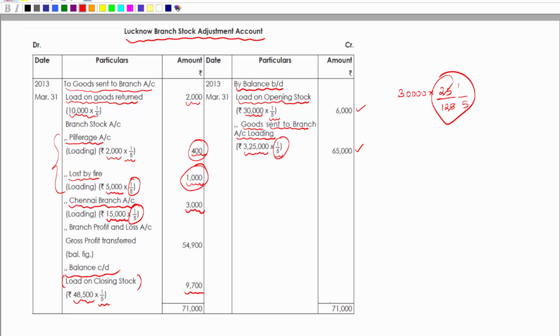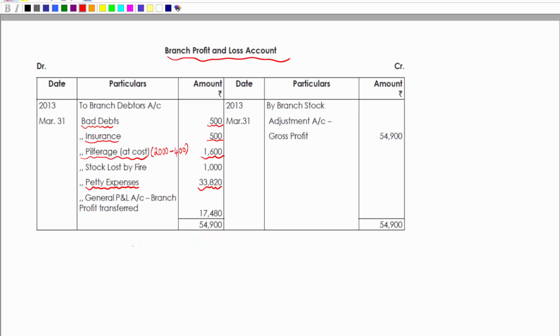Now let's do the total. On credit side, total is 71,000, so it appears to be higher. Let's write it on both sides. It means on debit side there is a balance. The balance works out to 54,900, and this is nothing but the gross profit, and that should be transferred to branch P&L account. So to branch P&L account we have to transfer 54,900.